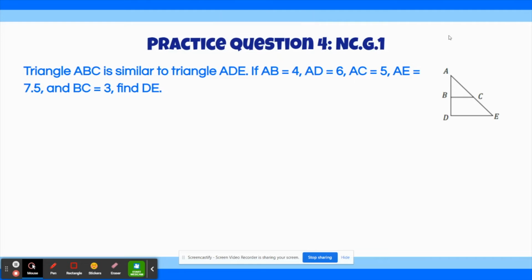Alright, so practice question number 4 says triangle ABC is similar to triangle ADE. If AB equals 4, AD equals 6, AC equals 5, AE equals 7.5, and BC equals 3, find the length of side DE. For this question, you can see that there's a model of the triangle on the right, and you can use a calculator if you need.